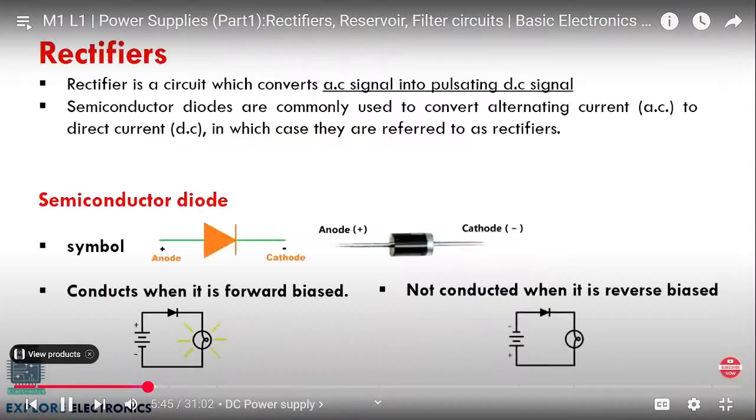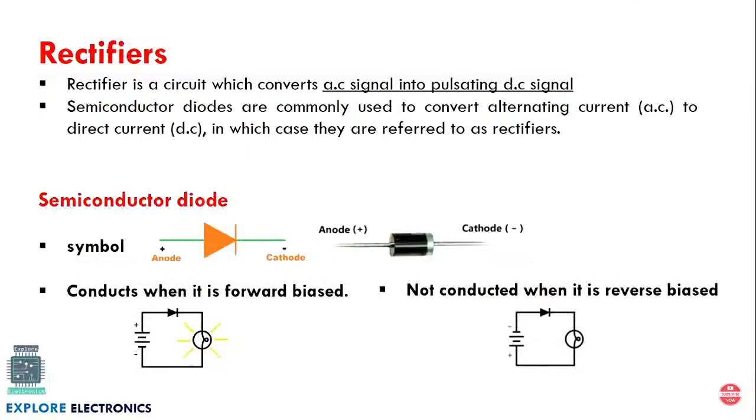And here we need to understand rectifier is one of the main components in a DC power supply. While converting a high AC into DC, we need to have a rectifier. So the definition says rectifier is a circuit which converts AC signal into pulsating DC. So here we need to understand AC signal to pulsating DC means the DC signal coming out of the rectifier will be having AC component that will be called as pulsating.